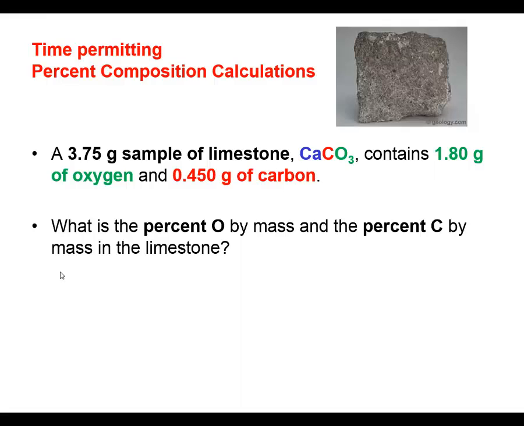So if I take 1.8 grams of oxygen, which is my mass of oxygen in the sample, and if I divide that by the entire sample size of 3.75 grams, that would give me a mass fraction of oxygen, which is useful if I wanted to multiply that by any sample size of limestone to determine the number of grams of oxygen in that sample. So my mass fraction at this point would give me 0.480 for my mass fraction. And if I want to find a mass percent, I merely have to multiply by 100.